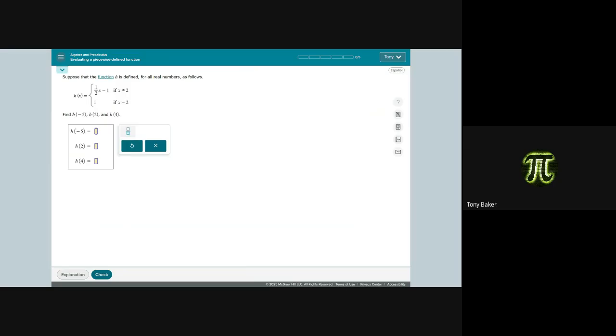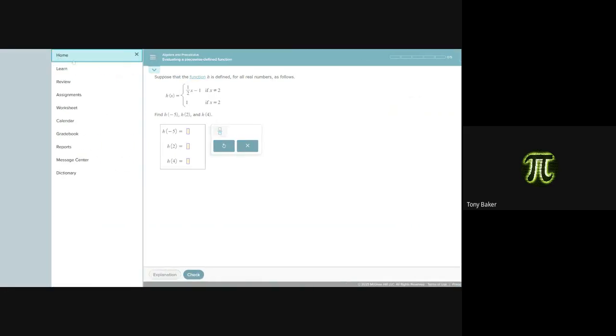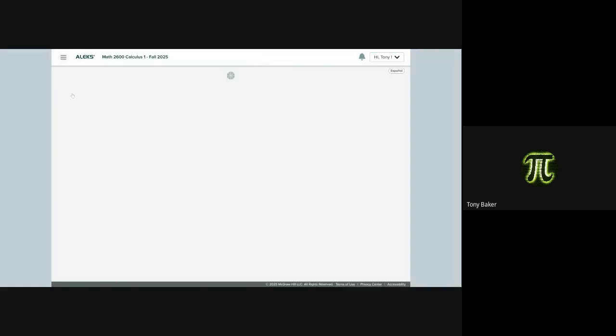Yes. We have to pay for it. Yes. I think it's $60. It's cheaper than buying the actual calculus textbook, which is like $250. So that's good. The other thing on here, you have your assignments.